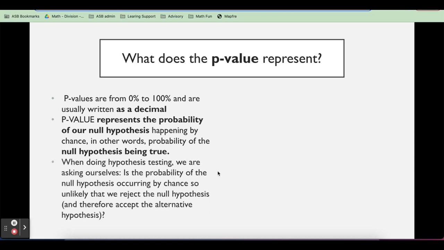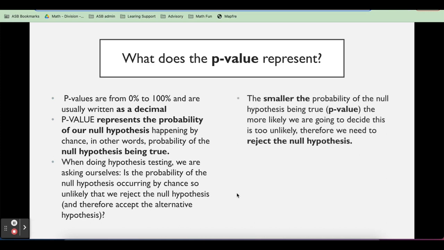When doing our hypothesis testing, we're always asking ourselves, is the probability of the null hypothesis occurring by chance so unlikely that we reject our null hypothesis? If we reject our null hypothesis, by default, we're going to be accepting what's called the alternative hypothesis. So the smaller this p-value, the smaller the probability of the hypothesis being true, the more likely we are going to decide, well, this is too unlikely. Therefore, I'm rejecting this null hypothesis. I don't think that it makes reasonable sense to accept it. So we're just going to reject that.